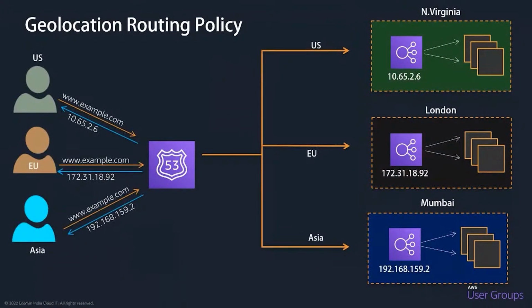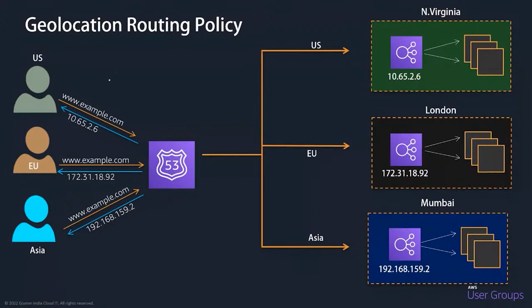And then you have something called geolocation routing policy. The way I would describe this is, think of it like YouTube, where if you go to youtube.com, depending on which country you're opening it from, you will see different content, right? If you're opening it from the US, you will see US related content. If you're opening it from India, you will see India related content. This is because you are being redirected to an environment that you are supposed to go to.